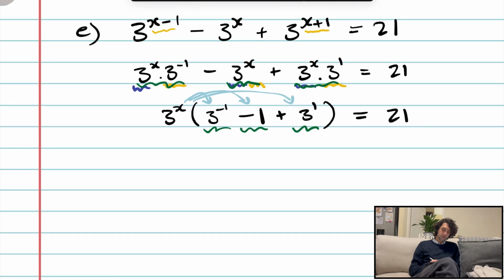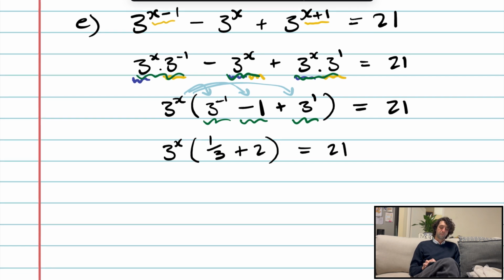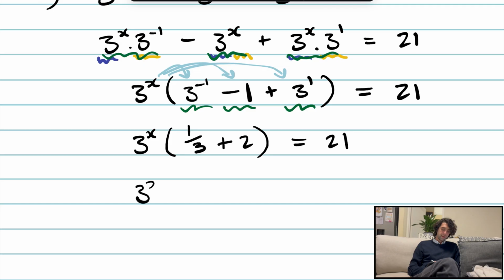Okay, so let us start to simplify a bit. This is 3 to the power of x. What am I left over with? This is a third minus 1 plus 3. Minus 1 plus 3 just gives me a positive 2. So this is plus 2 equals 21. If I turn this into an improper fraction, I have 2 and a third. You can write this as 2 and a third like this. That's actually what it means.